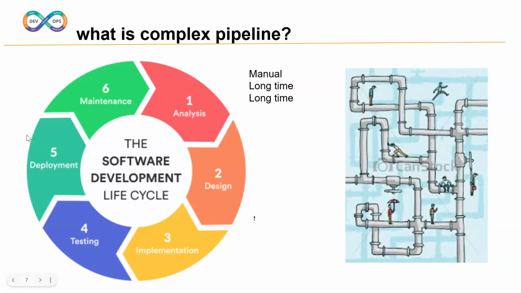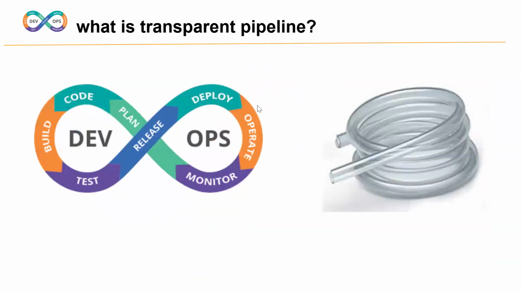Due to this manual process, identifying the problem will take a long time, and resolving the issue will take a long time. That means what exactly, guys? We are going to be increasing the cost and decreasing the quality. The customer is not satisfied. That is the reason we are going to be replacing the complex pipeline with what?